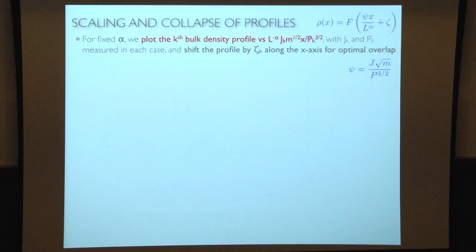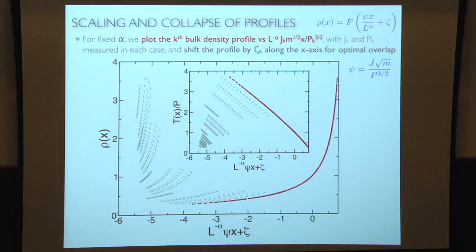So what do we obtain? This is what we obtain for our one-dimensional model. All these gray curves are the density profiles, once scaled with this psi L to the minus alpha, before the shifts, okay? Here you have data from all simulations, from 5 different system sizes, 4 different temperature gradients, 4 different overall densities, but for a given mass ratio, okay? Once we apply the shifts, all of these curves fall down into this beautiful universal master curve.